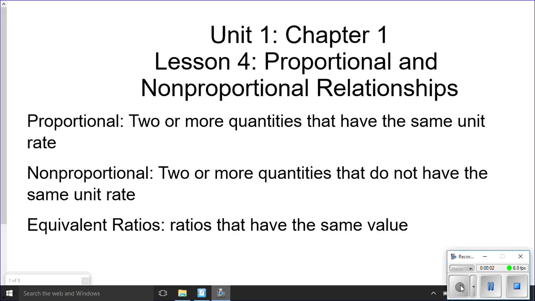Today you're going to be learning about proportional and non-proportional relationships. By the end of this lesson, you will be able to identify which relationships would be considered proportional and which relationships would be considered non-proportional.